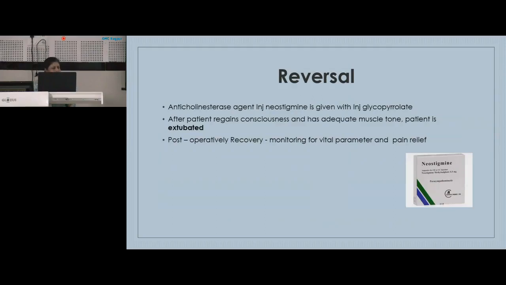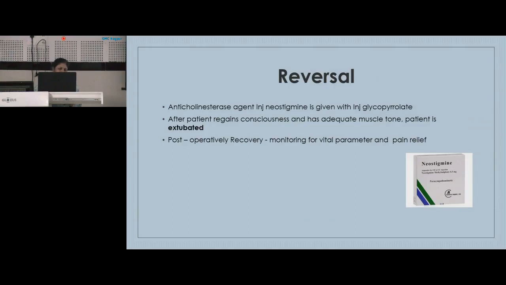At the end of surgery, the patient is reversed with an anticholinesterase agent like neostigmine. As we do not want the muscarinic side effects of neostigmine like bradycardia and salivation, we use injection glycopyrrolate, an anticholinergic agent, mixed with neostigmine.